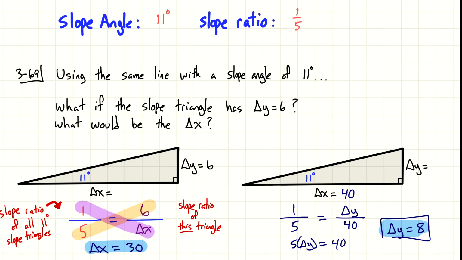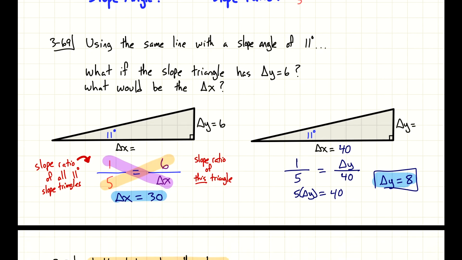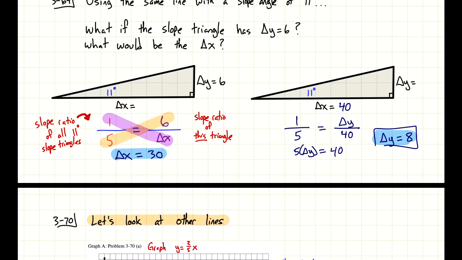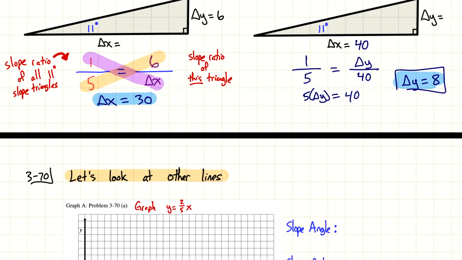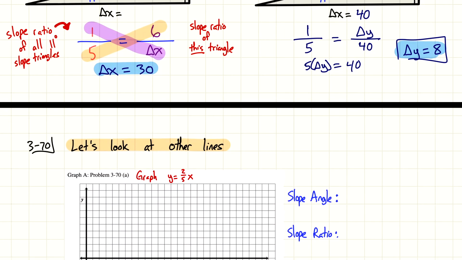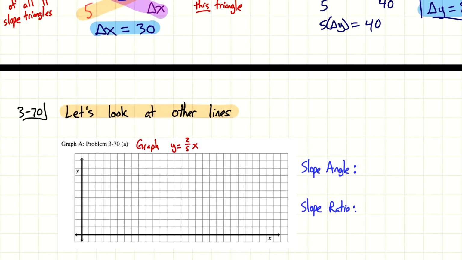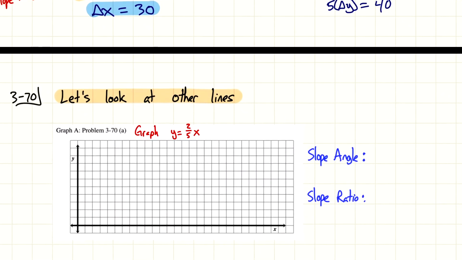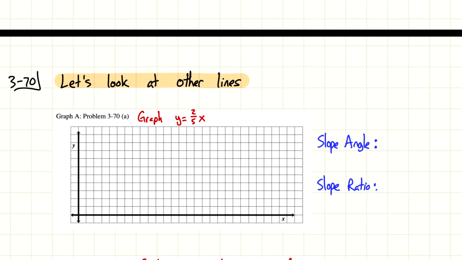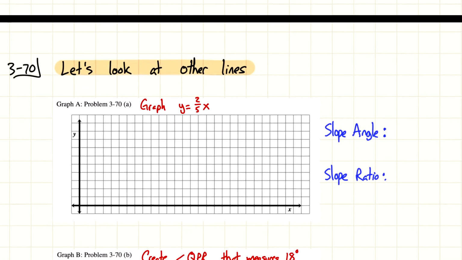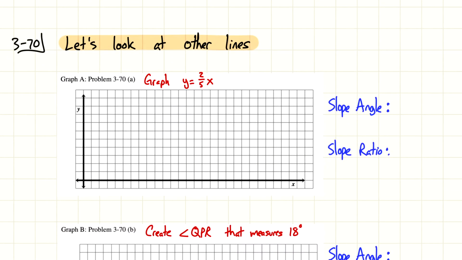All right, so we figured out our rise if we were given our run, or we figured out the run if we're given our rise. All right, so moving forward, let's look at some other angles. So it's nice that we have an 11 degree, but it's probably not every line is going to have an 11 degree slope angle. So we're going to look at a few. And so here's the first one.